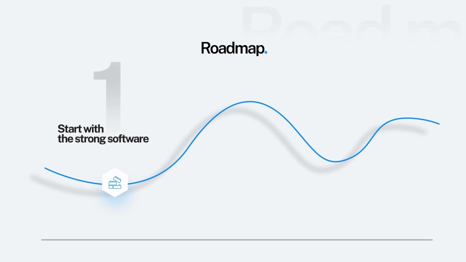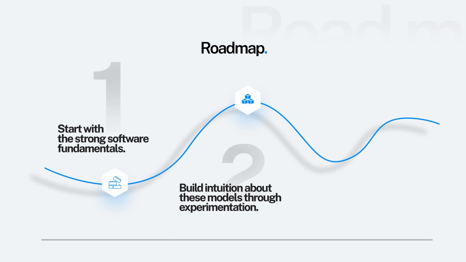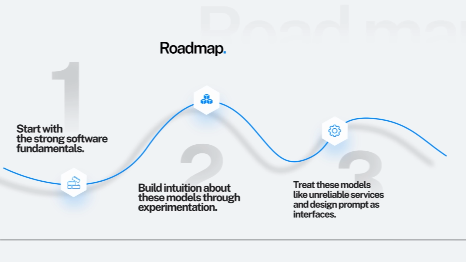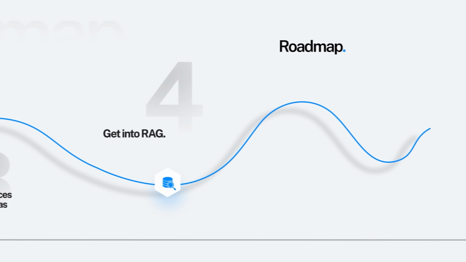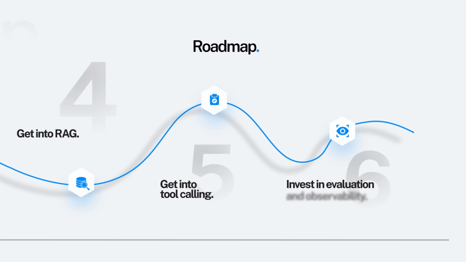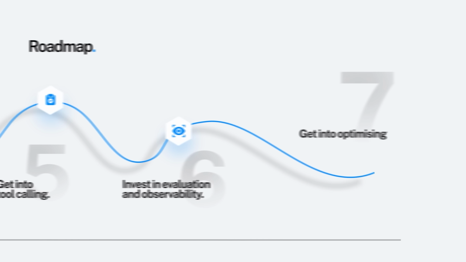First, start with strong software fundamentals. Then, build intuition about these models through experimentation. Then, treat these models like unreliable services and design prompts as interfaces. Then get into RAG, then get into tool calling, and then invest in evaluation and observability. And then finally, you get into optimizing for costs. AI engineering is not a career reset, especially for software engineers. It is software engineering plus models plus judgment.